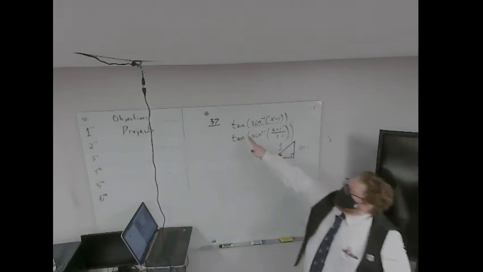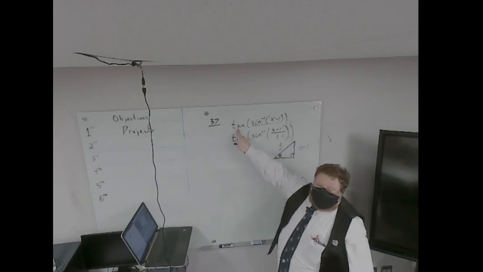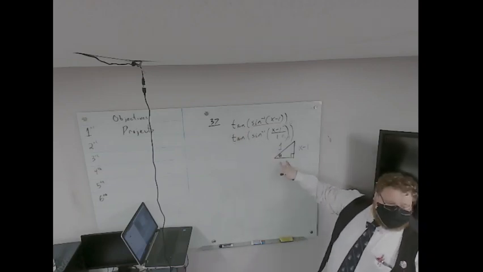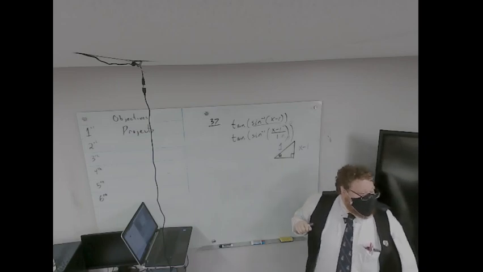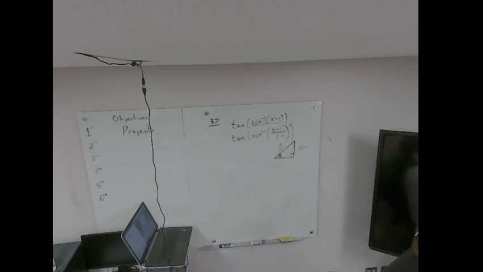If I want to do tangent, which is the goal of this problem, I need this adjacent side, which I do not currently have. So my next step is to find the missing side using Pythagorean's theorem. Remember, for right triangles, you may always find the missing side using Pythagorean's theorem or other trig steps.